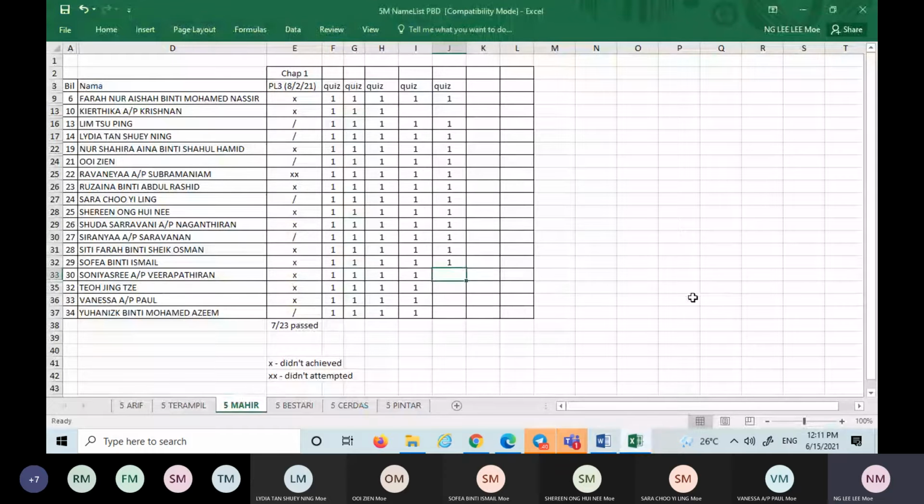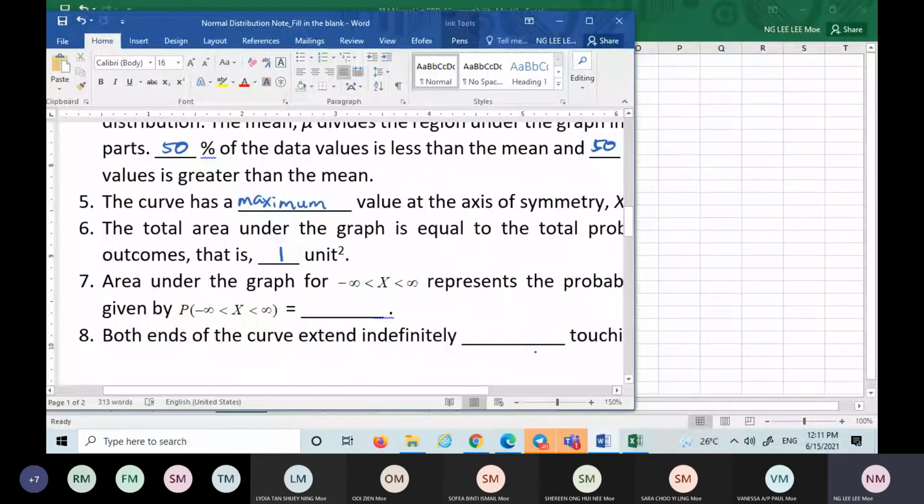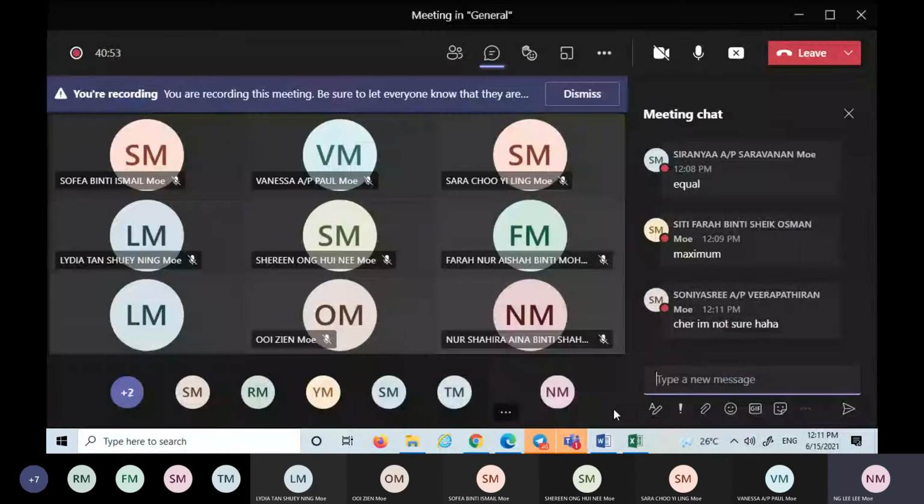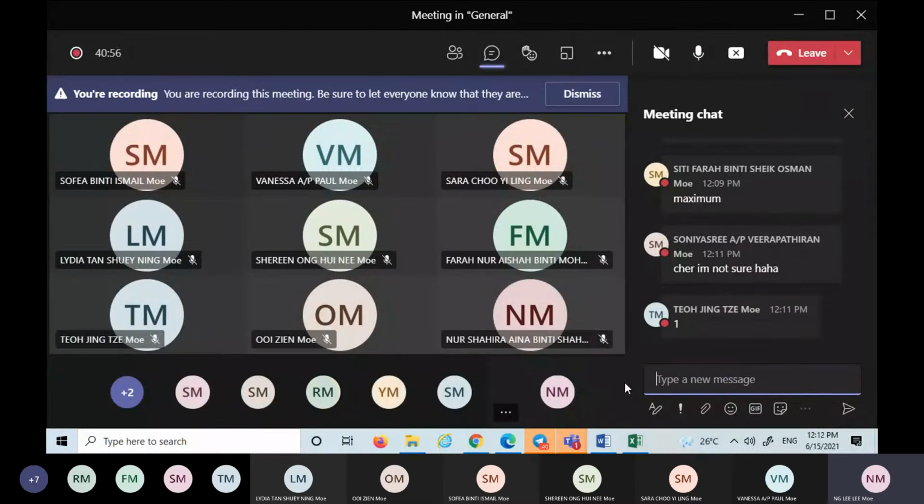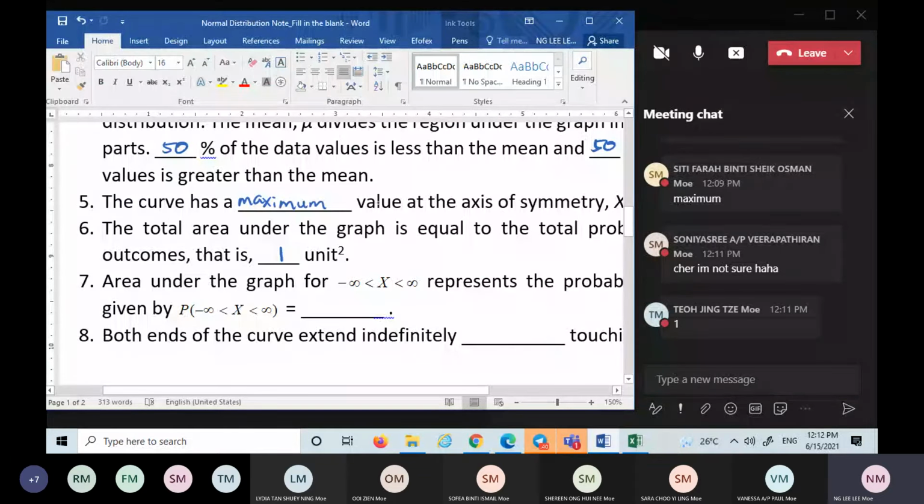Can Xingzi help? What is the probability from negative infinity to infinity? It's similar actually to number 6. Okay, it's 1, thank you. It's similar to number 6, the same meaning. It's just a different way of writing. So now Sonia 3, maybe you answer this.